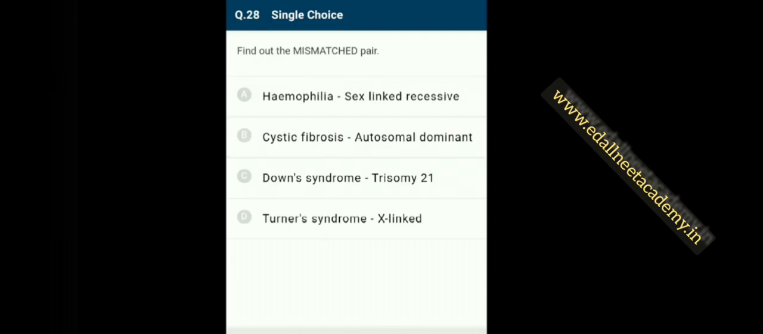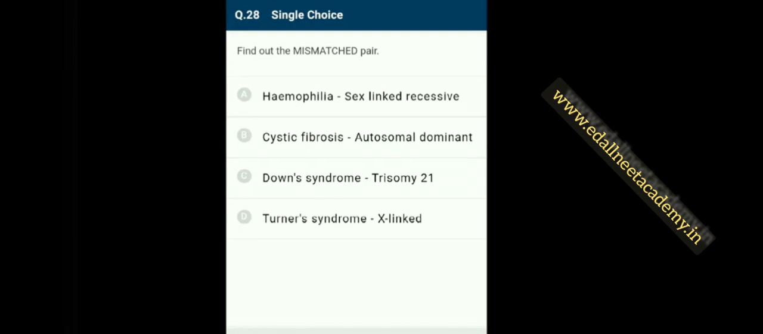Question number 28. Find out the mismatched pair. A chromosomal disorder occurs when there is an addition or deletion of a chromosome in the individual. Trisomy of the 21st chromosome causes Down syndrome.